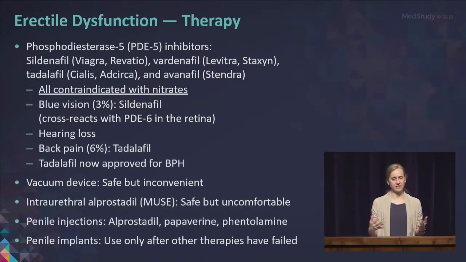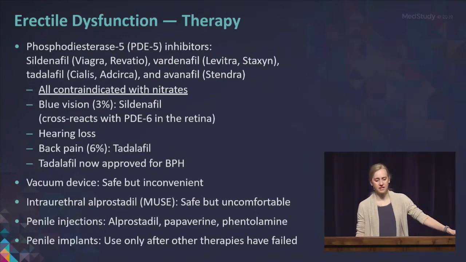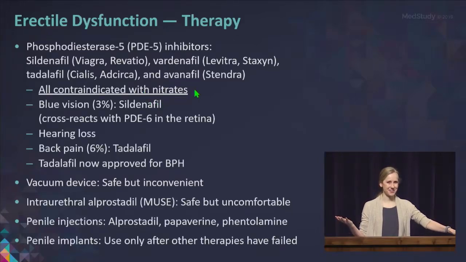So how do we treat it? As you guys probably know, the PDE5 inhibitors are the most common treatment. This is sildenafil, vardenafil, tadalafil, and avanafil. The biggest problem is trying to get it covered by insurance companies, and also all are contraindicated with nitrates. So we just said that peripheral artery disease is the most common cause of erectile dysfunction, and so these patients are not able to get nitrates.